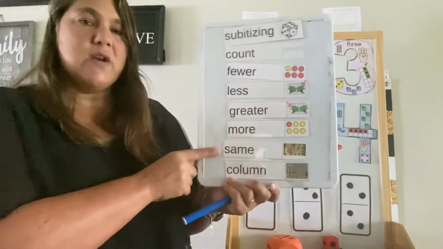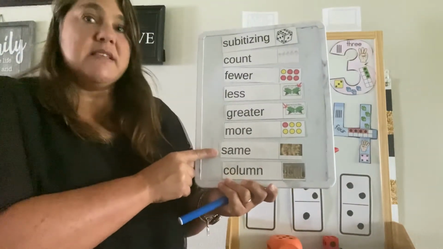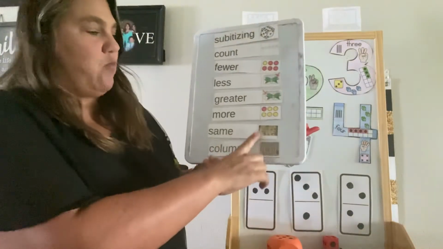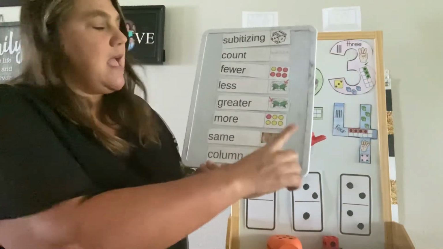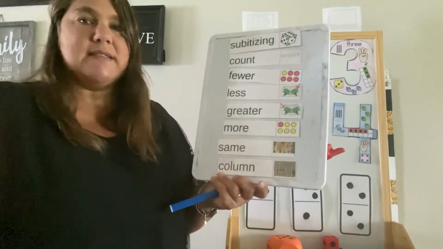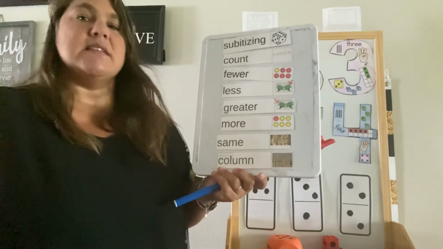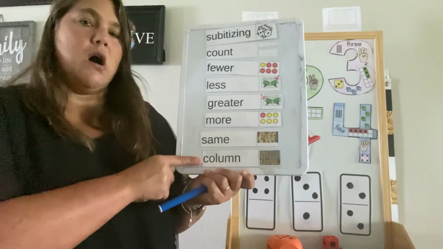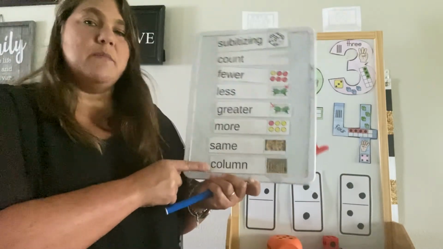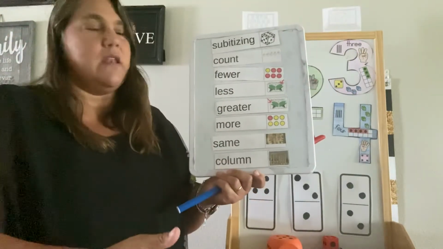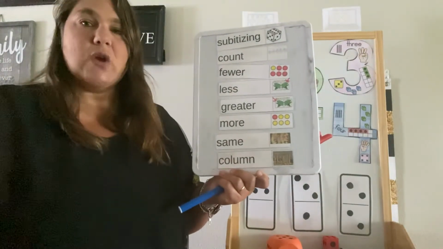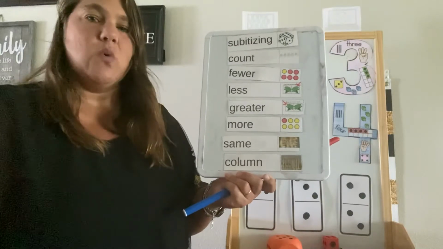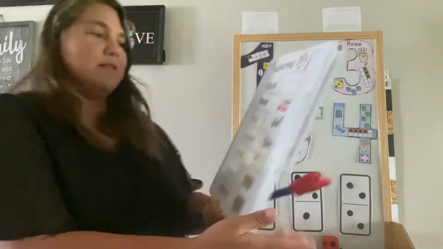And then the next word is the same. The same means just the same. I have 1 lion on this side and 1 lion on that side. That is the same. And then the last word is column. A column is a vertical line that goes straight up and down. Today, when we compare our objects, we are going to use columns.